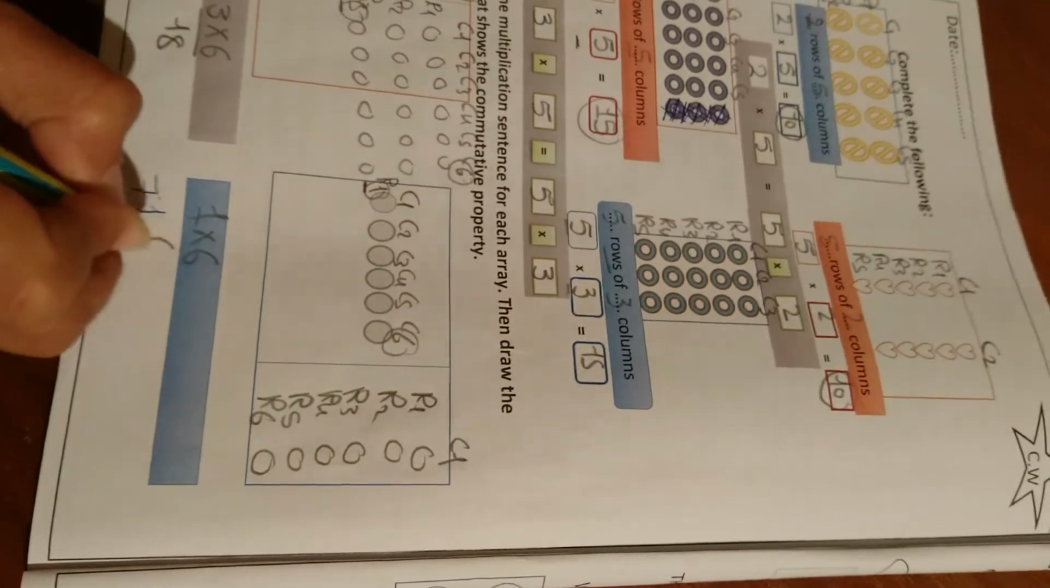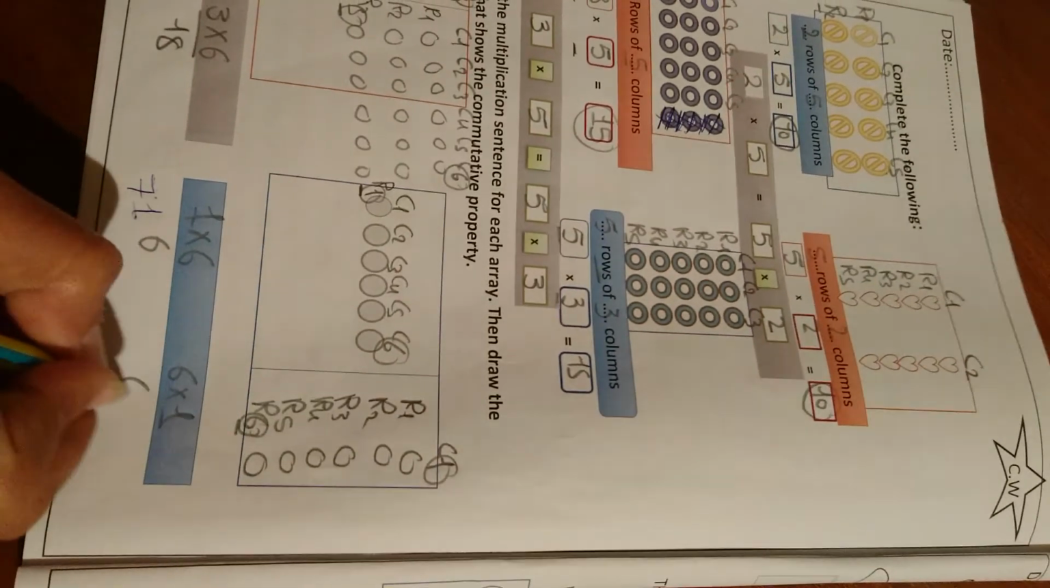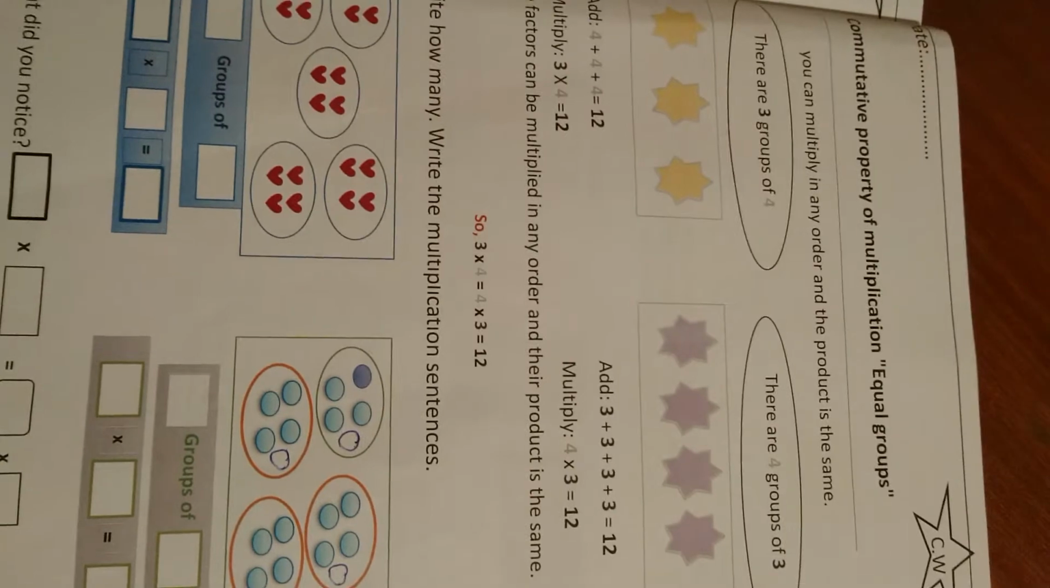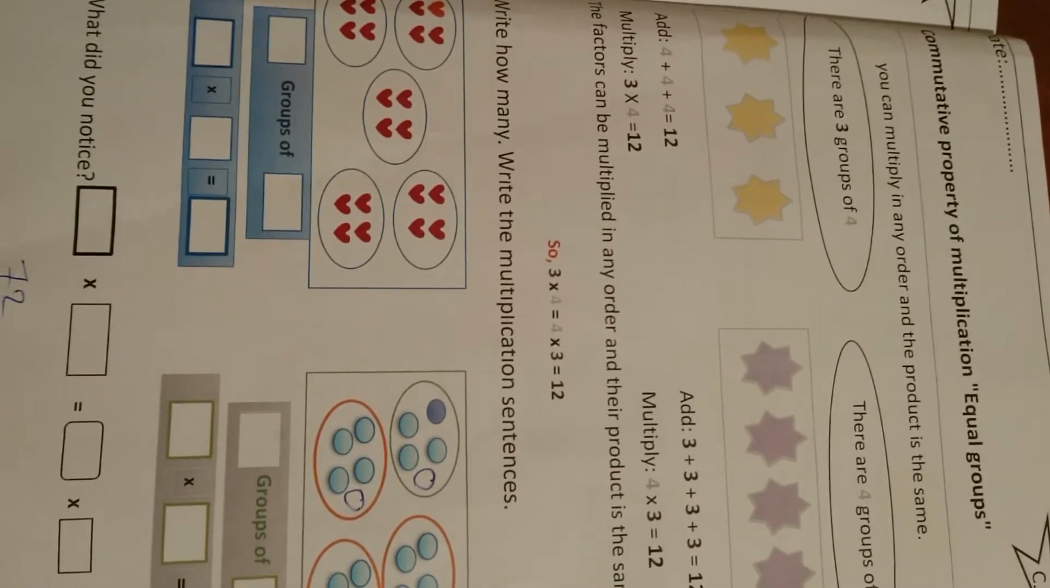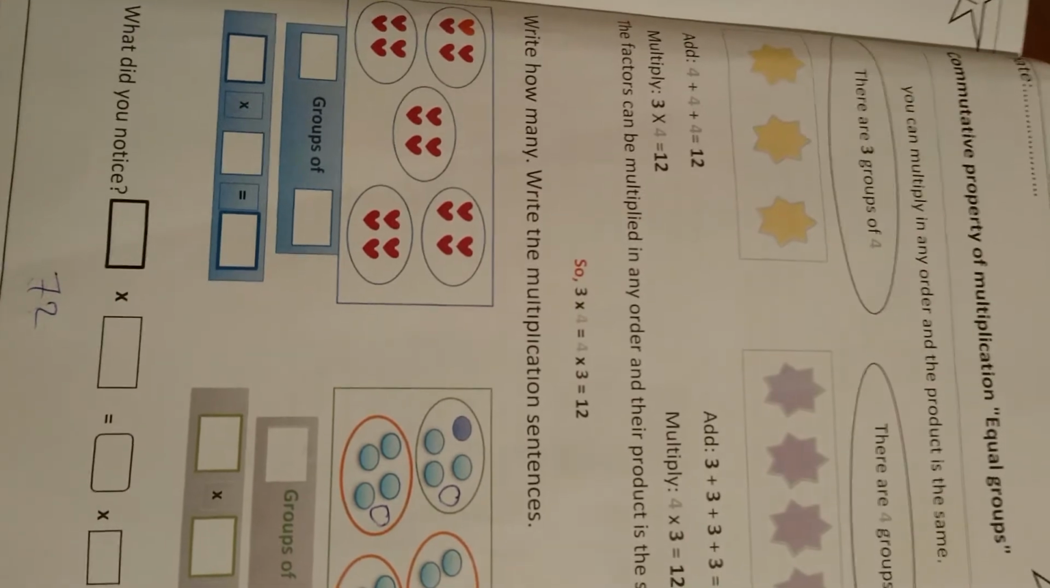So when I multiply the number of rows, which is 1, by the number of columns, which is 6, I have 6. Or when I multiply the number of rows, which is 6, by the number of columns, which is 1, I will get the same result. So 6 times 1 equals 1 times 6. The last page here. So we said before, if I multiply the number of rows by the number of columns, I can get the total number of objects.